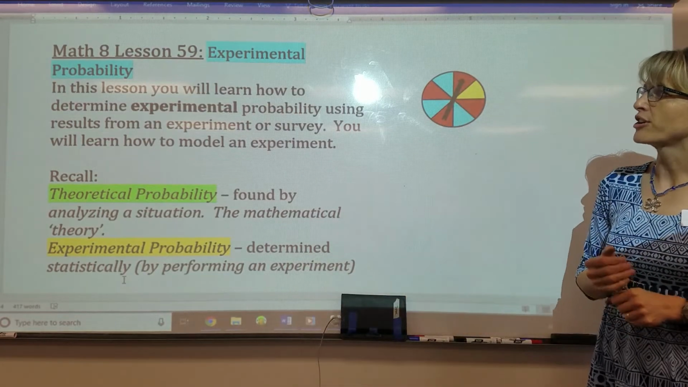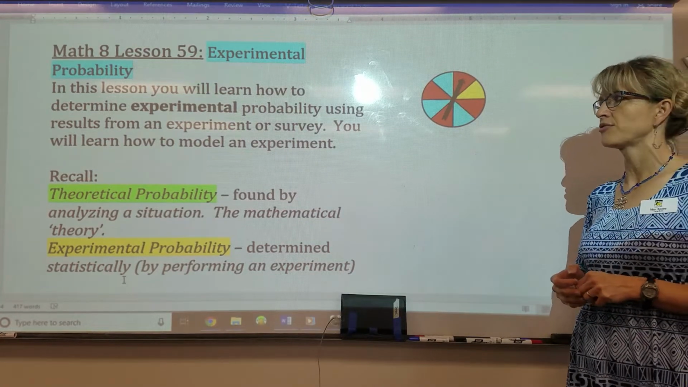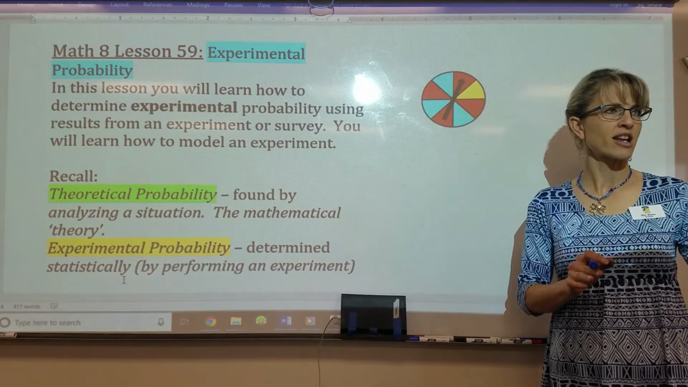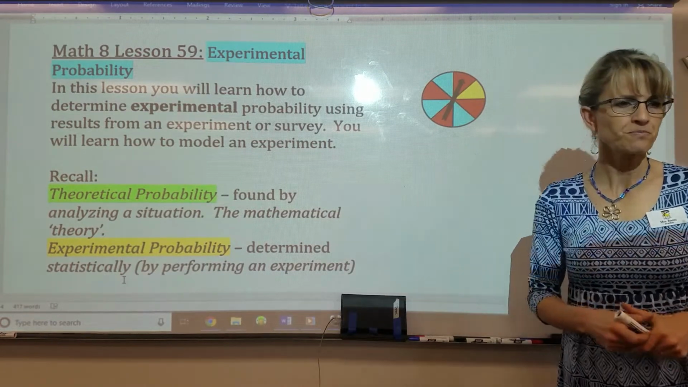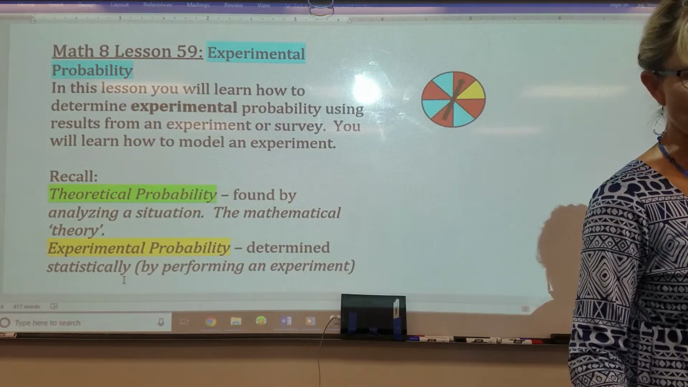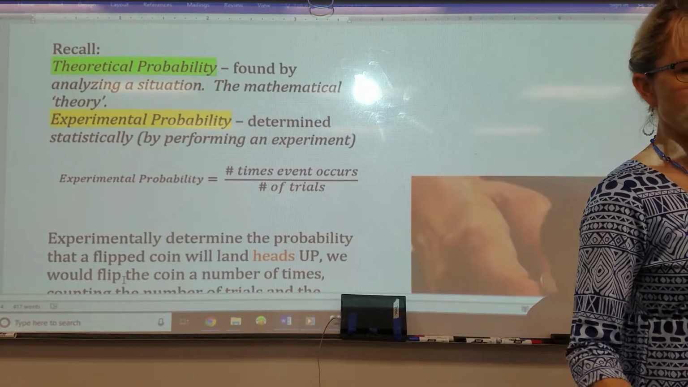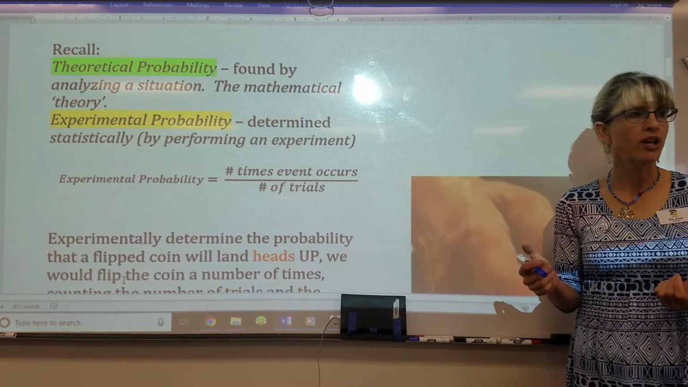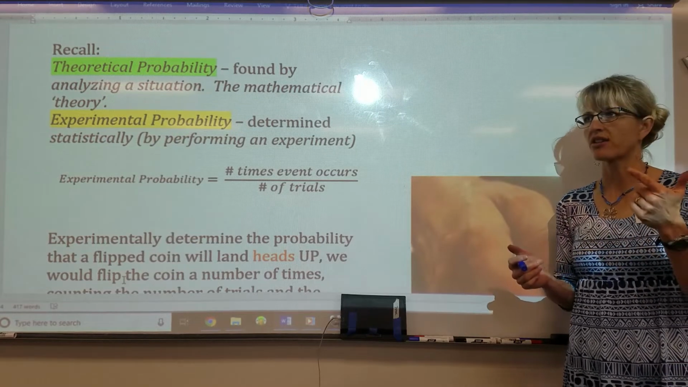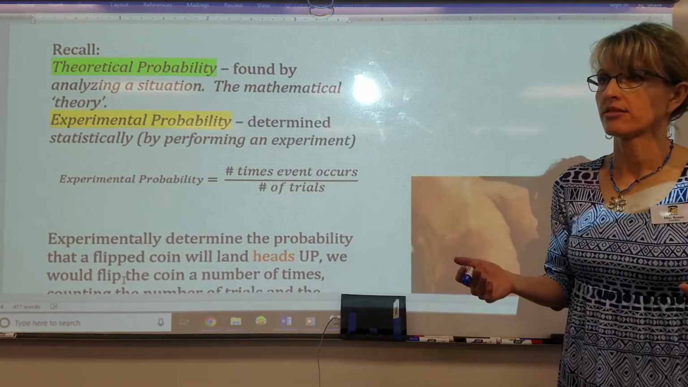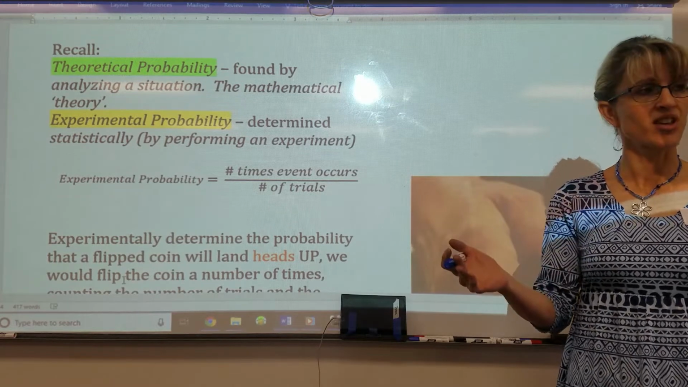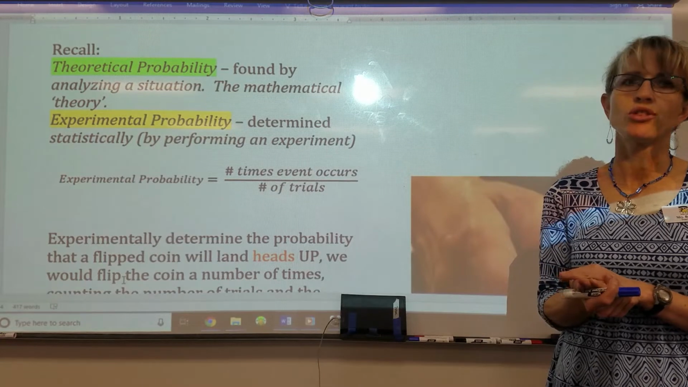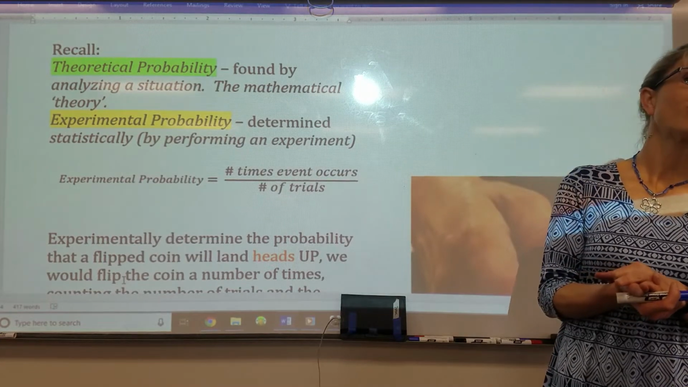In this lesson, you will learn how to determine experimental probability using results from an experiment or a survey. We're going to talk about the differences between theoretical and experimental probability, and we'll talk about modeling. Theoretical probability is what the math theory says. If I flip a coin, there are two possibilities, heads or tails. The theory says heads is 50% of the chances on the coin. So I should get heads 50% of the time, right, Josh?